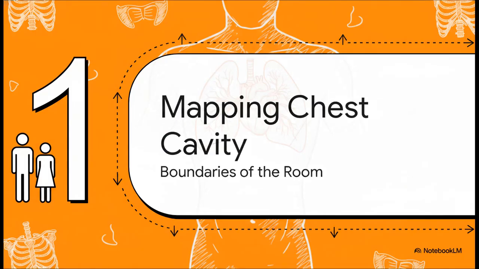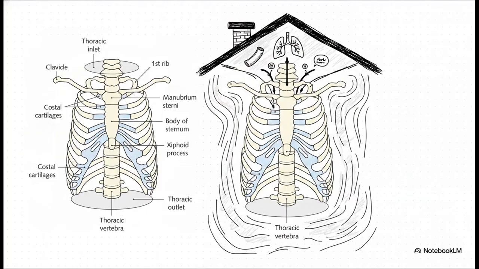All right, section 1, mapping the chest cavity, boundaries of the biological room. You know, the thoracic cavity is actually the second largest hollow space in the human body. And interestingly, it varies a lot in size from person to person, usually a bit larger in males than in females. Now, to really map this space, we first got to find its roof and its floor.